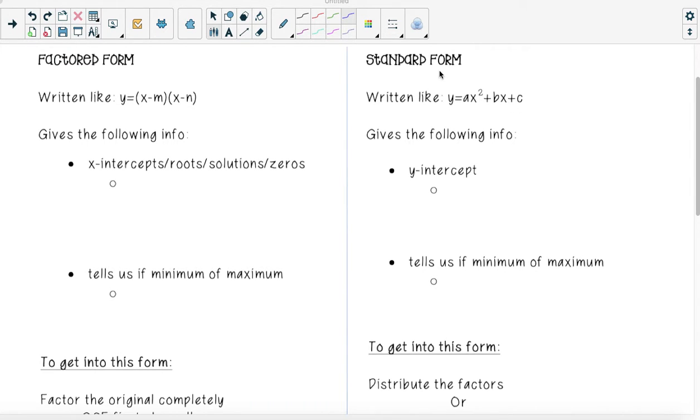One big difference is that standard form has no parentheses in it, and the exponents go in decreasing order. So we have an exponent of 2, an exponent of 1, and an exponent of 0, because x to the 0 power is in fact 1.